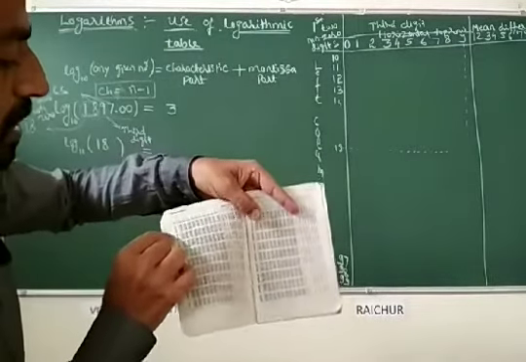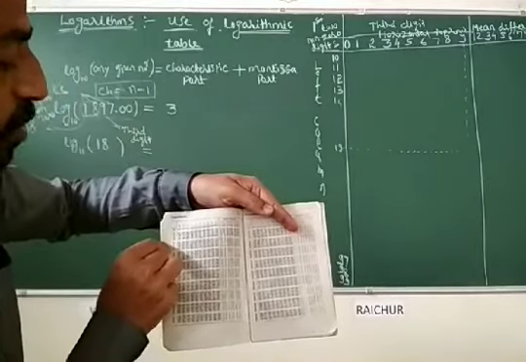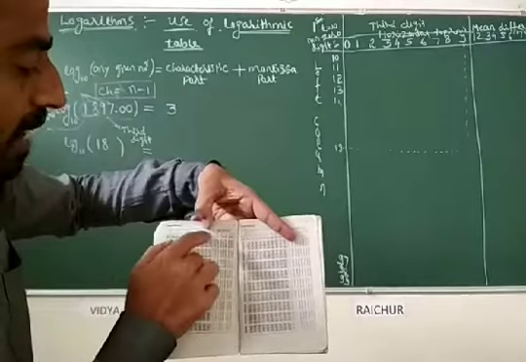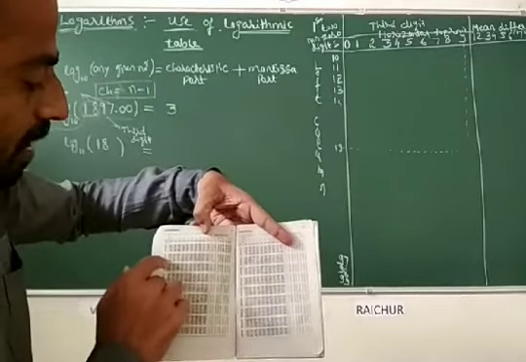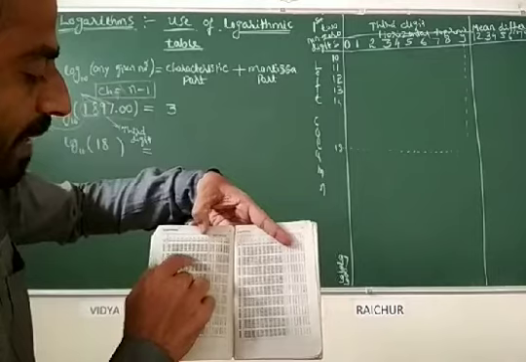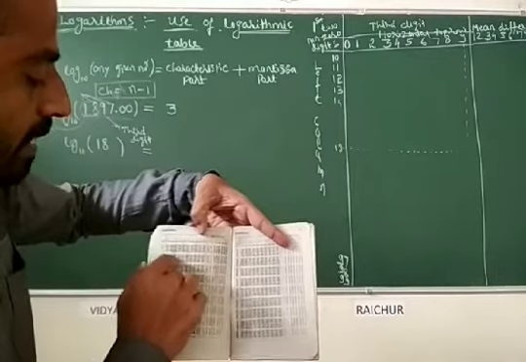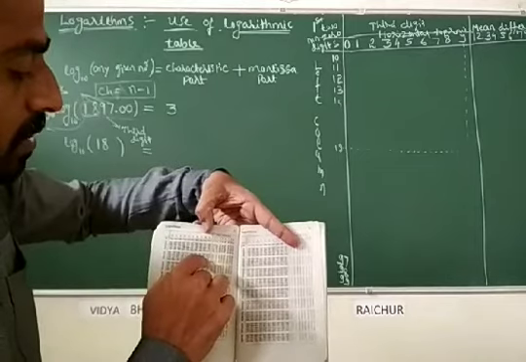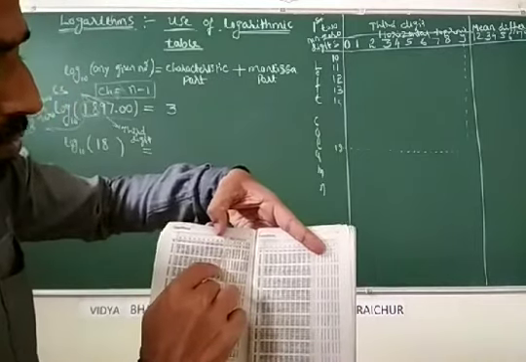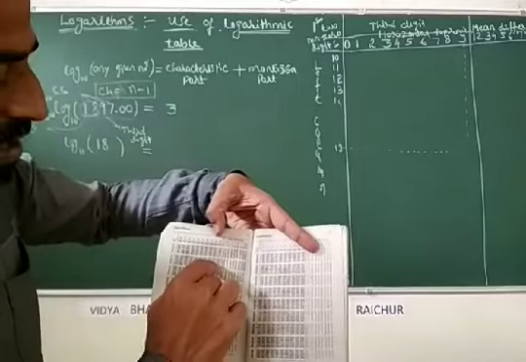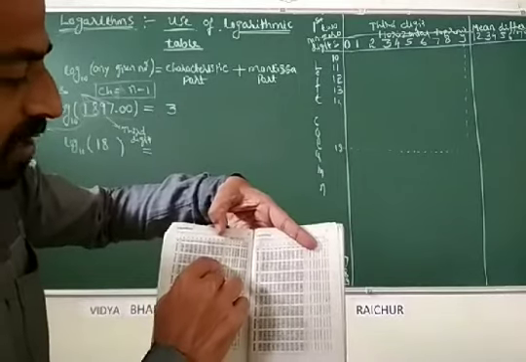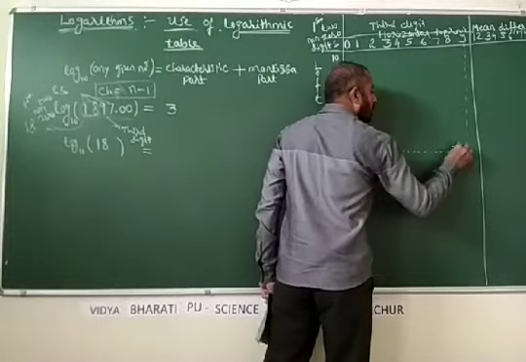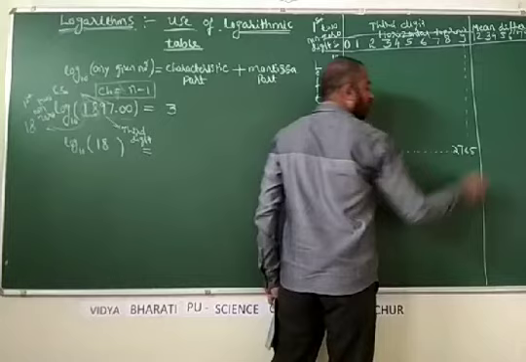The first two non-zero digits, 18, should be seen in the left column. Under this 9, whatever value we get there, 18 under 9, we will be getting this value there. What's that? 2765. Here, this value I am getting, 2765.